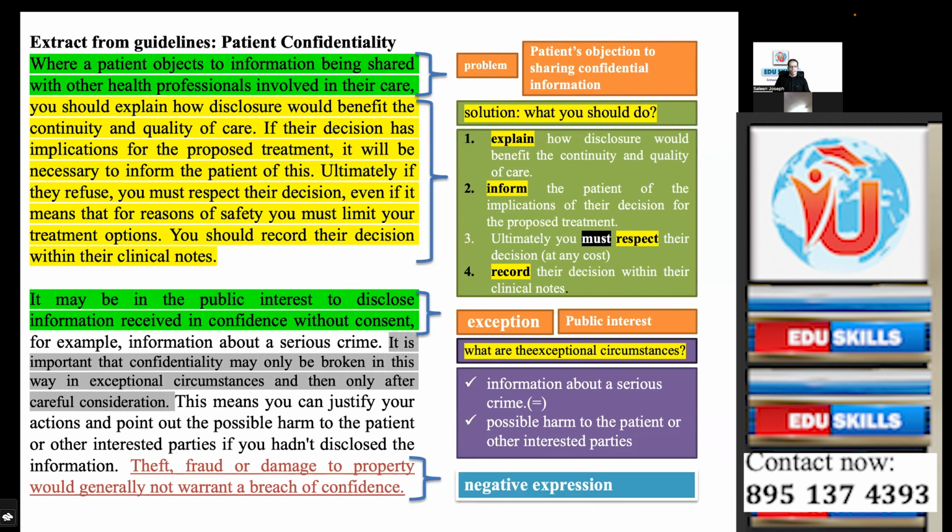And the fourth and last part, a negative expression: theft, fraud, or damage to property would generally not warrant a breach of confidence. Just to confuse you, that doesn't warrant a breach of confidence means in such cases, theft, fraud, or damage to property, you cannot break the confidentiality, meaning you cannot share the confidential information with other professionals. So this is the structure if you're looking at this paragraph from a different angle.